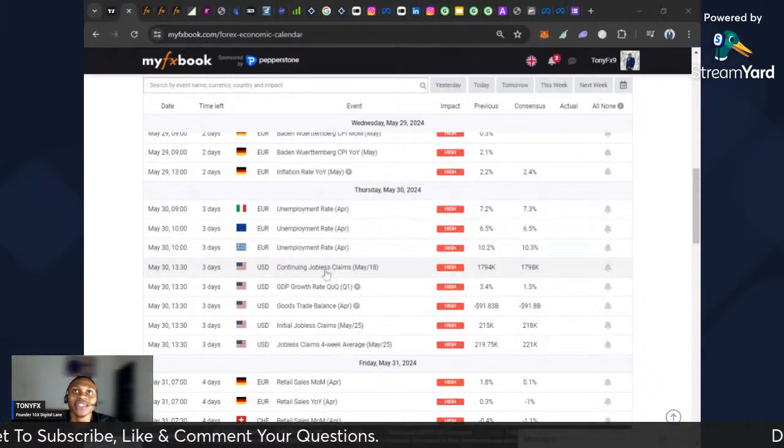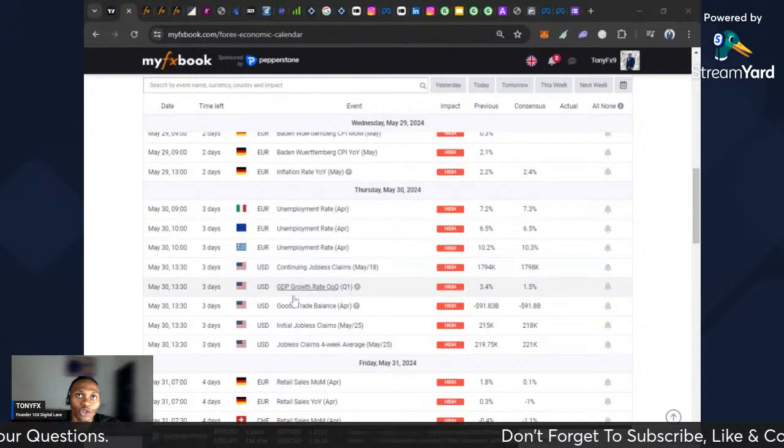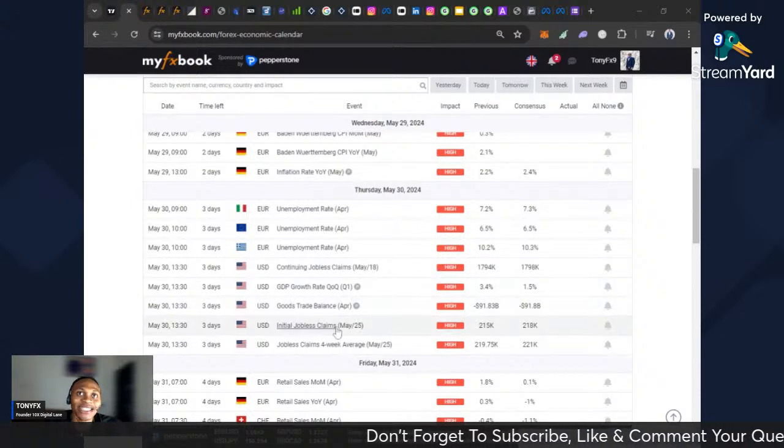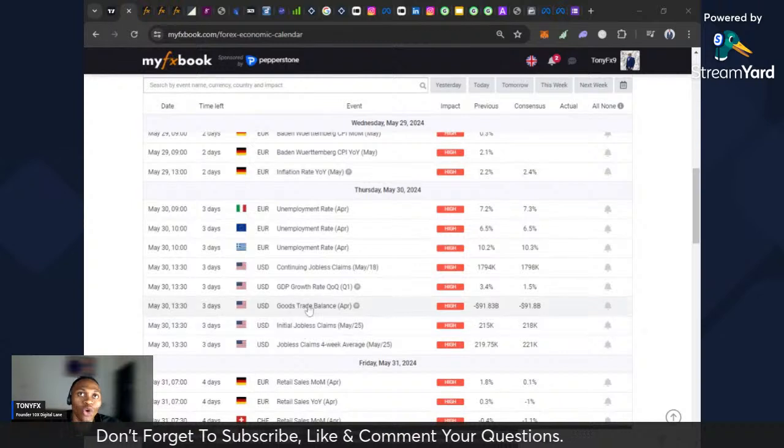Then on Thursday, we have continuous jobless claims, GDP growth for dollar, goods trade balance, and initial jobless claims. The one you need to focus more on is initial jobless claims and goods trade balance.